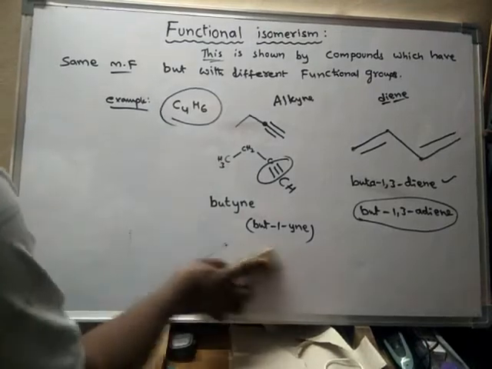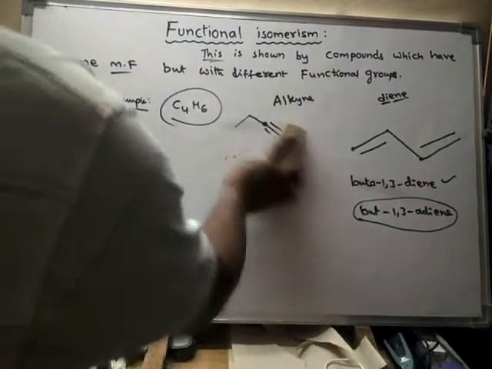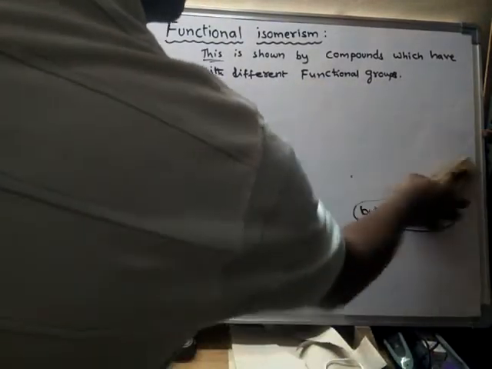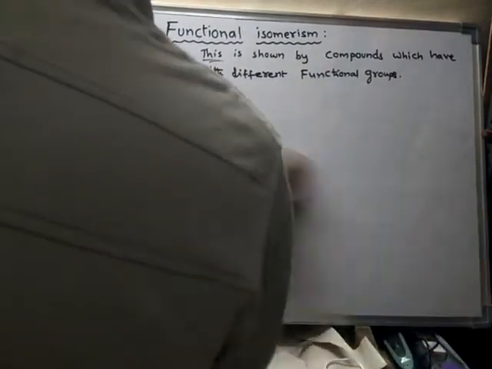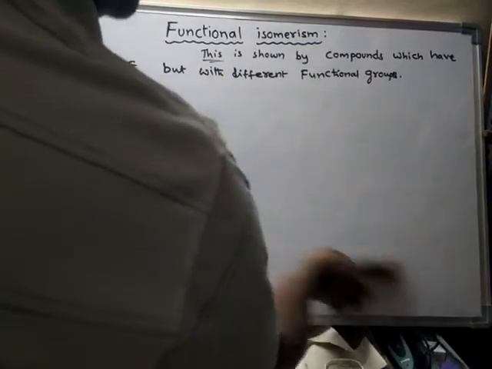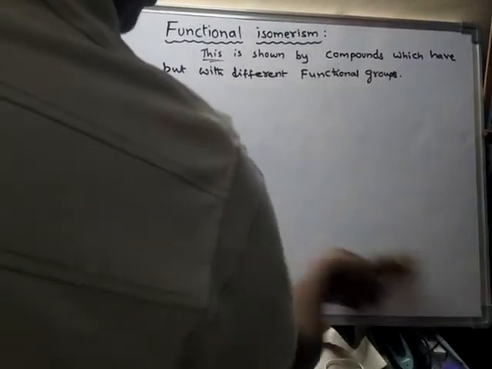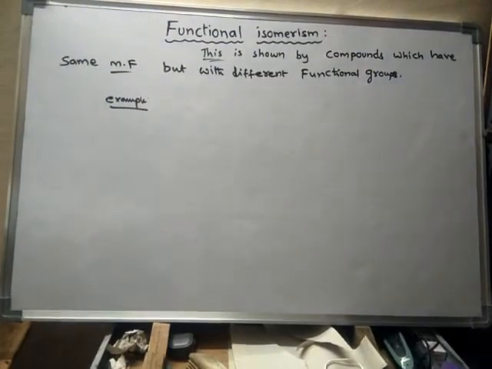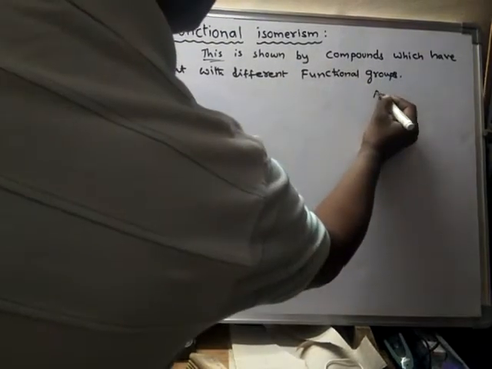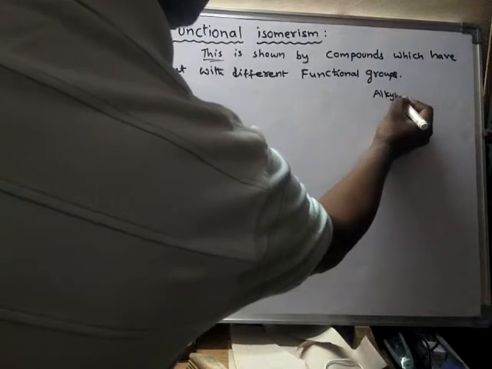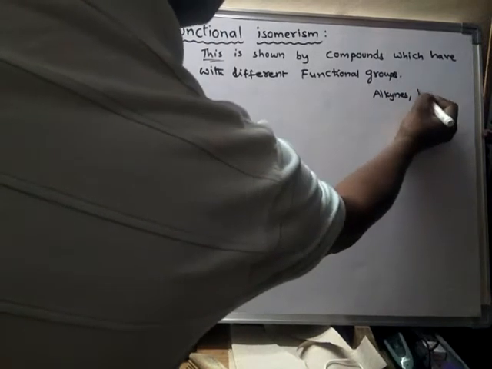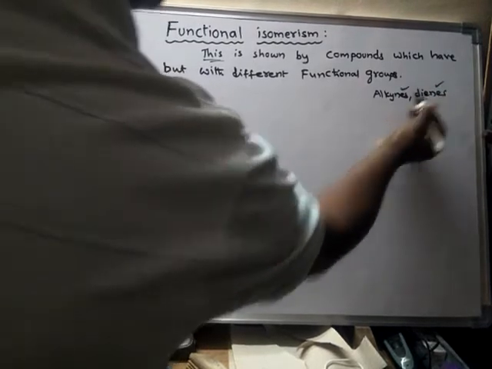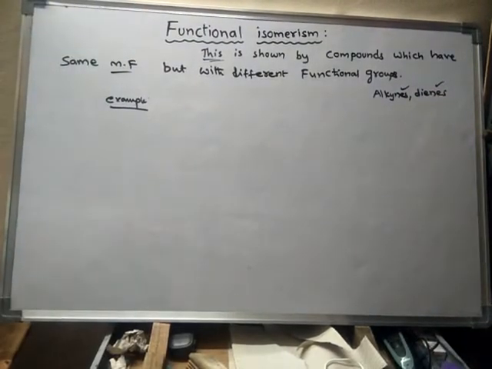We will learn some more examples for our clear understanding. Alkynes are always functional isomers to dienes. So alkynes and dienes are functional isomers to each other.